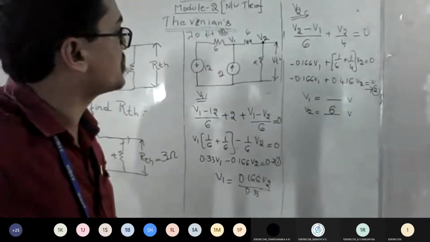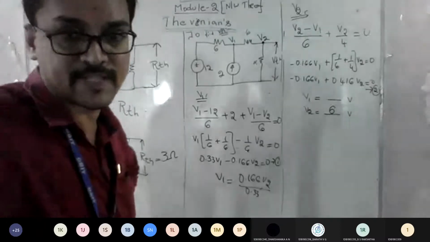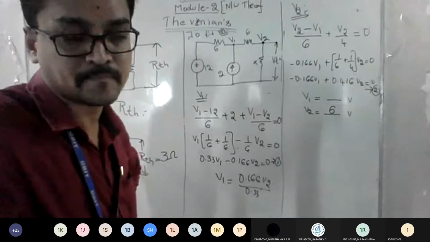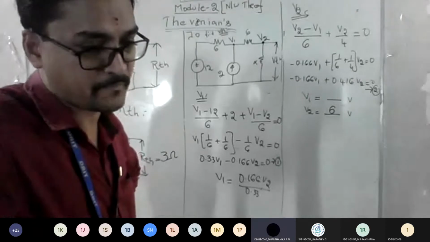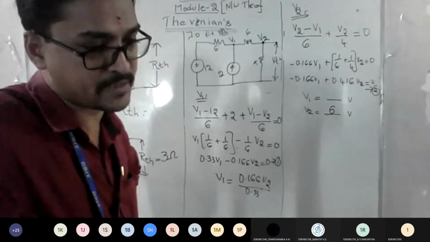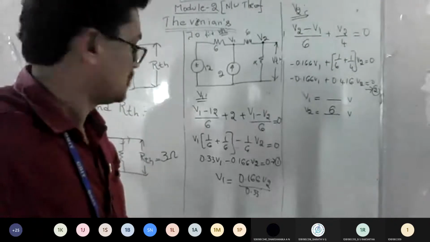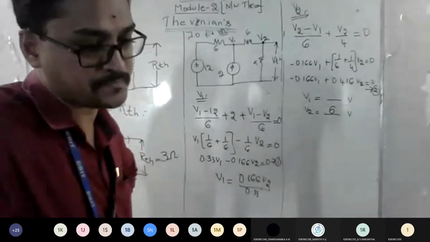Both are getting cancelled. So if I get V2 is equal to 0, it tells VTH also 0. But you got 6 as an answer from KVL, correct? Yes, sir. Then check out anywhere we did mistake. How much value taken? 4. So the resistor is correct, 3 ohm.